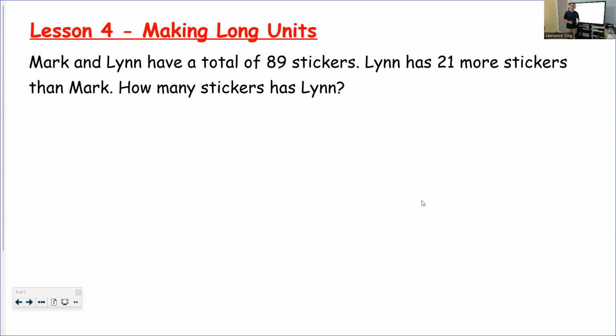Now, today we are going to look at how we are going to make long units in model drawing. So in the last week, we talked about how to cut the model to get short units. So now we're going to look at how to make long units.